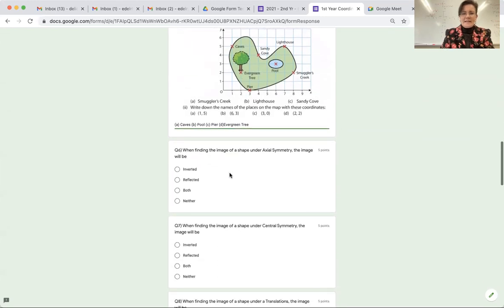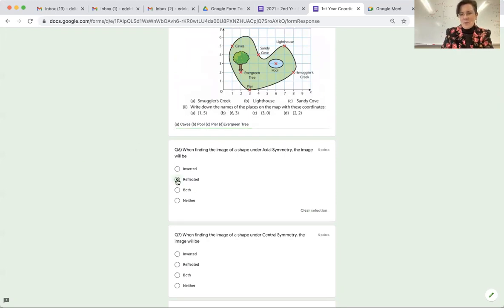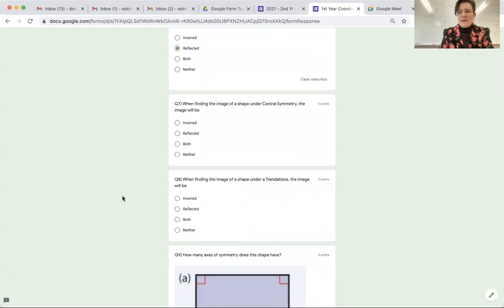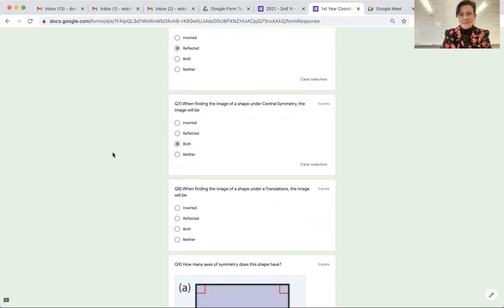Now, question 6. When finding the shape of an image under axial symmetry, so you're reflected in a line, the image will be reflected, okay? A mirror image, but it's not turned upside down. When finding the image of a shape under central symmetry, the image will be turned upside down and reflected. Okay, that's when it goes through a point and it gets turned upside down and reflected. So it's both inverted and reflected.